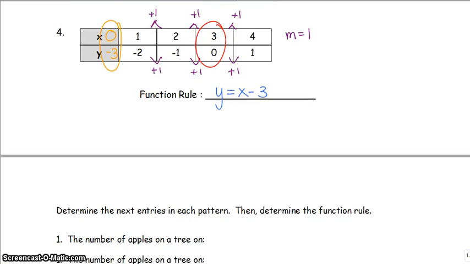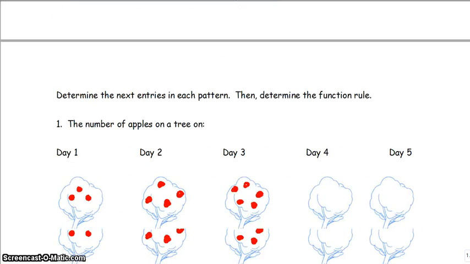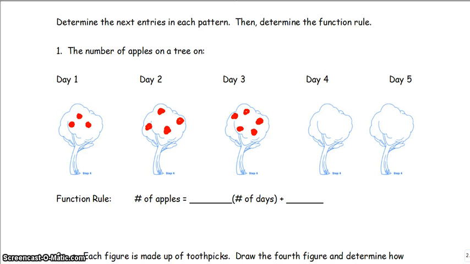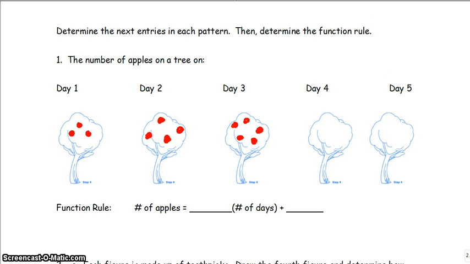Now we're going to switch gears and put things in perspective that you've probably never looked at before. So we're going to be able to write an equation from a given pattern in a picture. The first one is representing the number of apples on a tree. On day 1, you have 3 apples. The red dots are supposed to be apples. On day 2, we have 4 apples. On day 3, we have 1, 2, 3, 4, 5 apples.